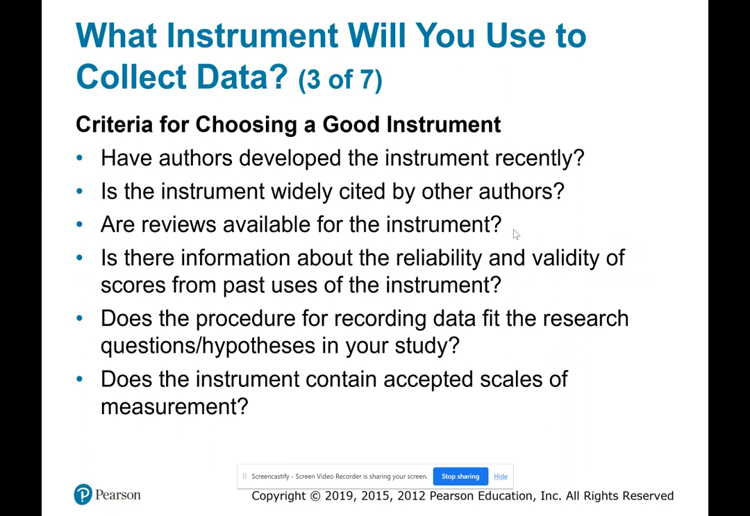Once you find your instrument, several criteria can be used to assess whether it's a good one to use. So ask yourself these questions. Have authors developed the instrument recently? Is it widely cited by other authors? Are reviews available? Is there information about the reliability and validity of it? Does it fit the research questions in your study or your hypothesis? Does it contain accepted scales of measurement?